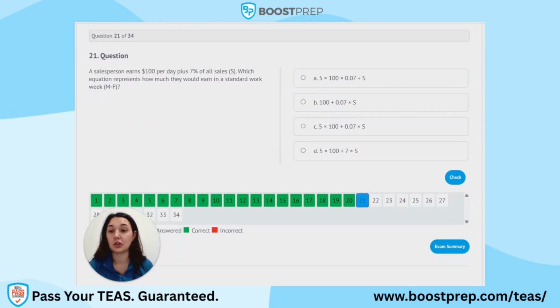A salesperson earns $100 per day plus 7% of all sales, S. Which equation represents how much they would earn in a standard week, Monday through Friday? A, 5 times 100 times 0.07 plus S. B, 100 plus 0.07 times S. C, 5 times 100 plus 0.07 times S. D, 5 times 100 plus 7 times S.